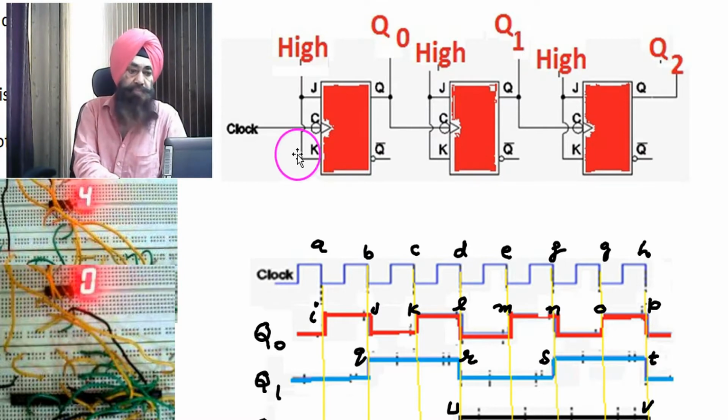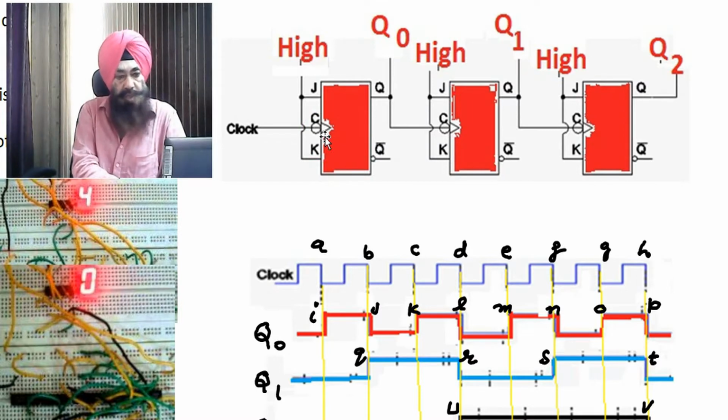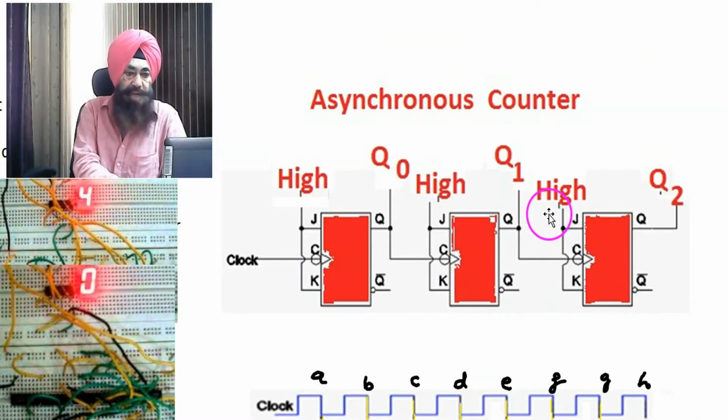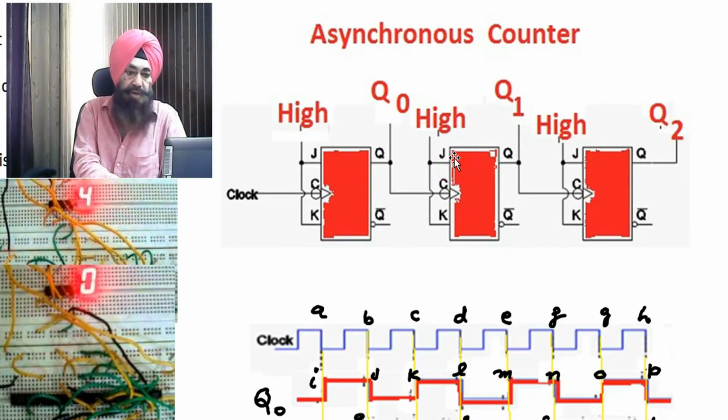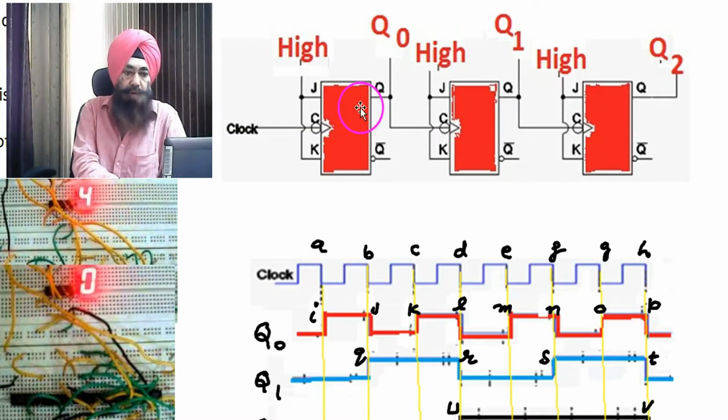Now the same clock is not applied simultaneously to all the flip-flops. That's why the name is asynchronous counter. We call it asynchronous because they do not have the same clock. The output of the first flip-flop, Q0, becomes the clock of the second one, and the output of the second, Q1, becomes the clock of the third flip-flop.